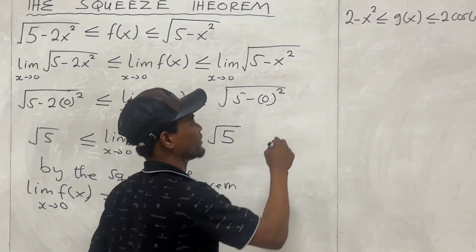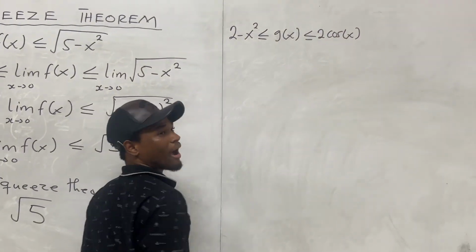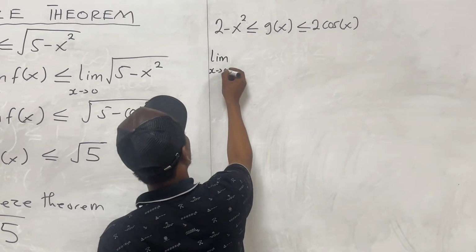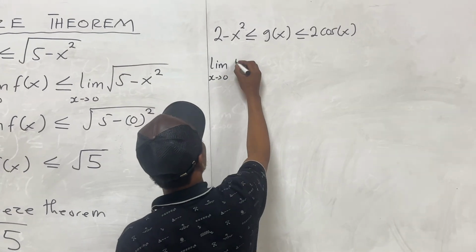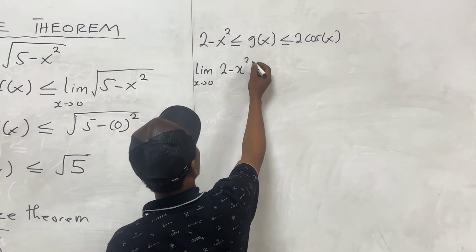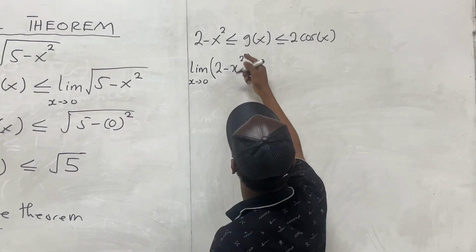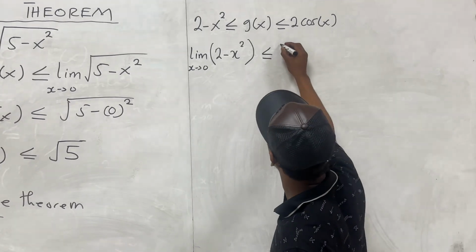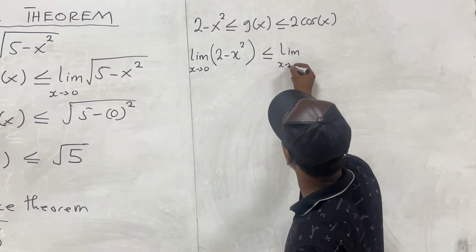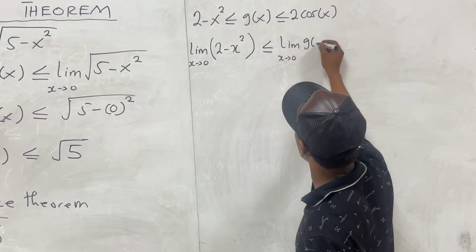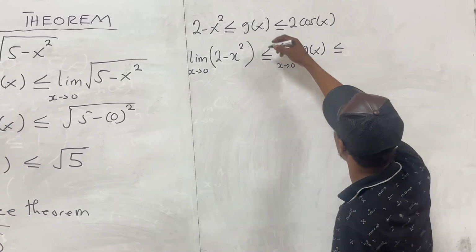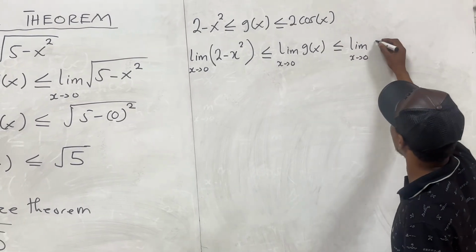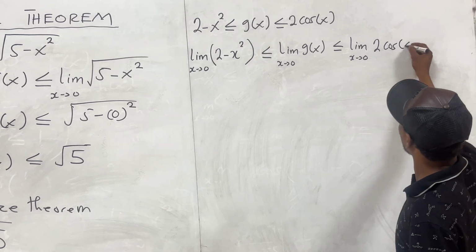So this is the question over here. So apply the limits. So you have the limit as x approaches 0 of the expression 2 minus x squared, this way. We have less than or equal to the limit as x approaches 0 of g of x, less than or equal to the limit as x approaches 0 of 2 cos x.